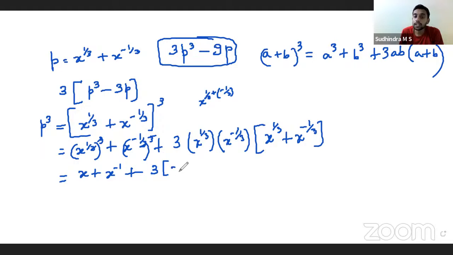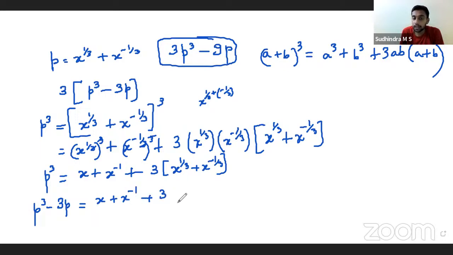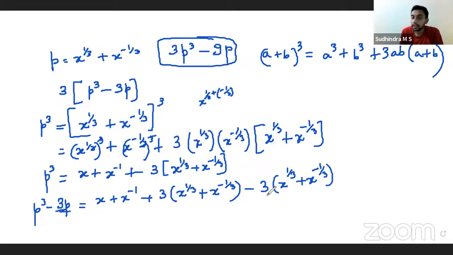So 3 into x to the power of 1/3 plus x to the power of minus 1/3, that is what is in the bracket. So this is p cube. Now, what we required was p cube minus 3p. So p cube minus 3p is x plus x to the power of minus 1 plus 3 into x to the power of 1/3 plus x to the power of minus 1/3, minus 3 times p. P is x to the power of 1/3 plus x to the power of minus 1/3. They get cancelled. Thereby, we get p cube minus 3p as x plus 1 by x.